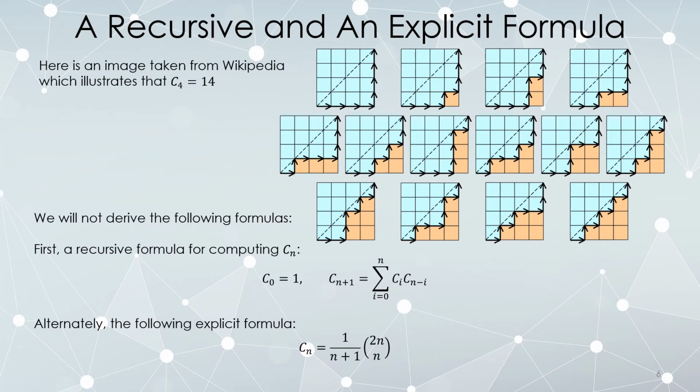Okay, as I stated, we're not going to go through the derivation, but there is a recursive formula here, and also a nice explicit formula here. You can also show, by the way, that if the CNs are given by this formula, then it must obey this recursive formula. Conversely, if it obeys this recursive formula, then it will obey this here. So you only need to prove one of these, and then you can use that to derive the other one.